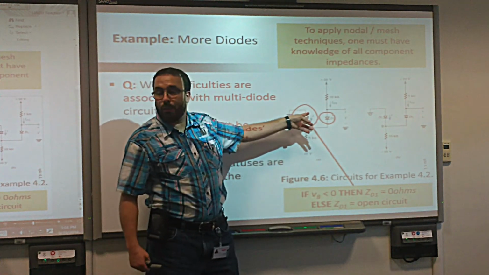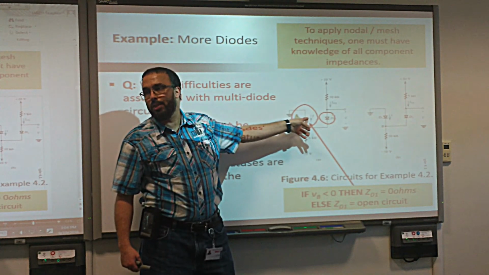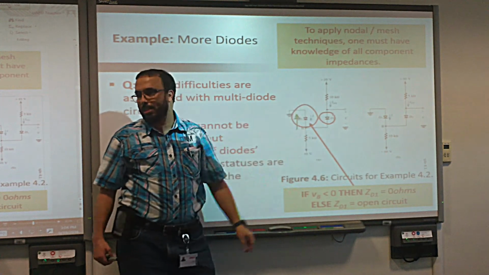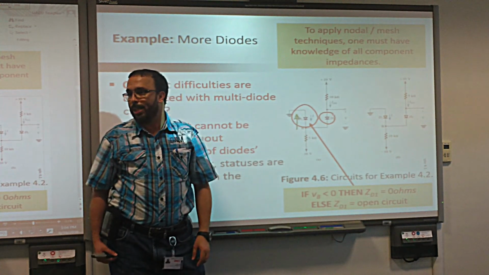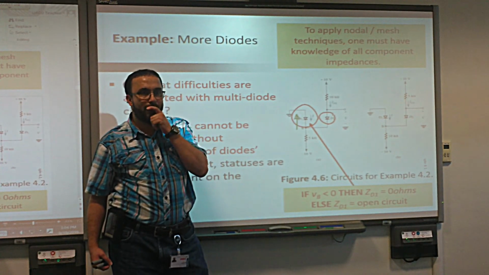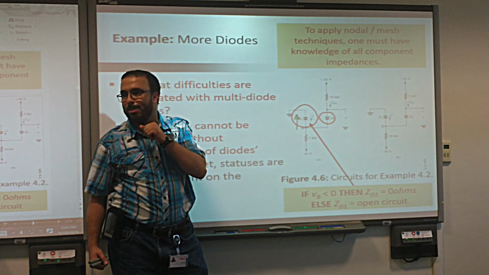Because delta V, if you remember, is 0. Right or not? If it is on, the current has to go this way, not that way. Do you understand? Yes. So not only do we check for the voltage, we also check for the direction of the current. Do you understand?